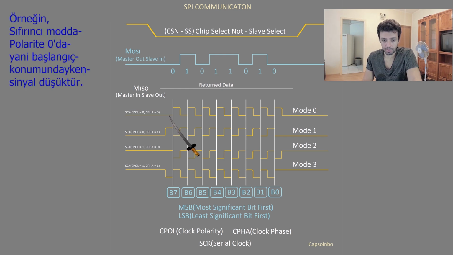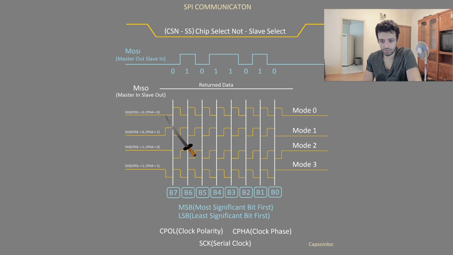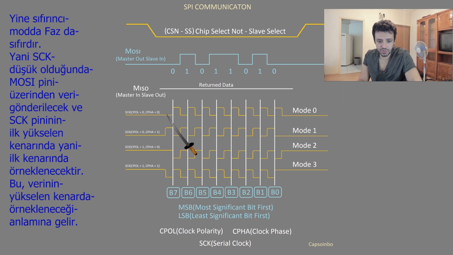For example, in the zeroth mode, when the polarity is 0, that is, at the starting position, the signal is low. Again, in the zeroth mode, the phase is also 0. In other words, when the SCK is low, data will be sent over the MOSI pin and will be sampled on the first rising edge of the SCK pin. That is, on the first edge. This means the data will be sampled on the rising edge.